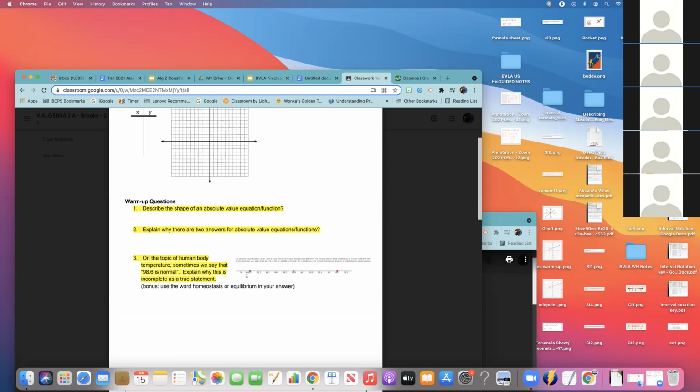Well, 98.6 is described to me as the average temperature, or kind of the ideal temperature. But who's average? What we really have is a healthy range. And that's what this is talking about.